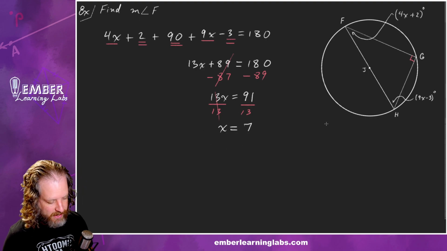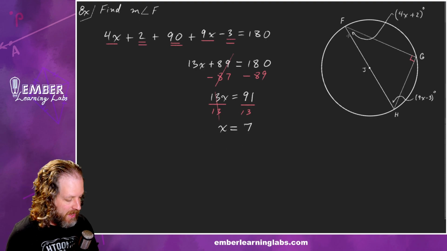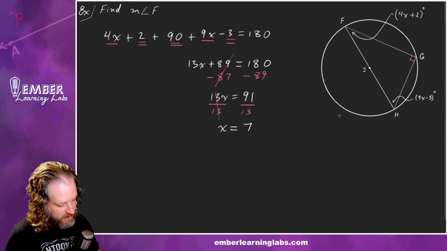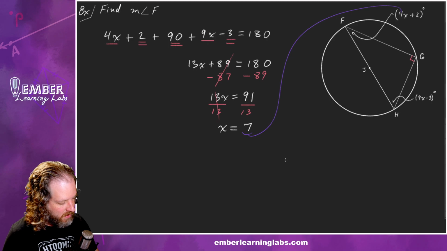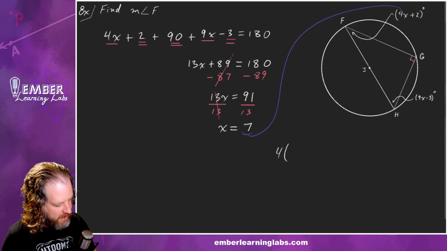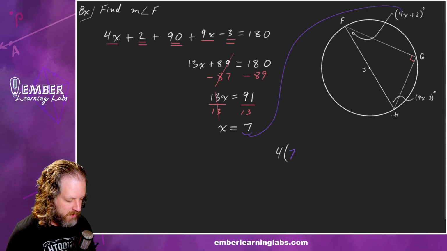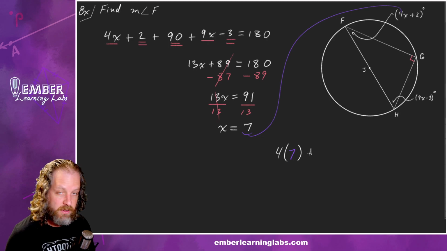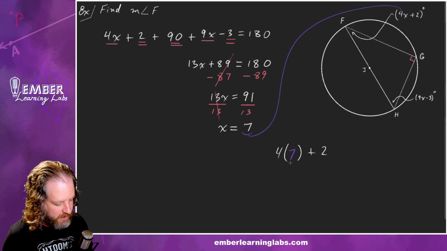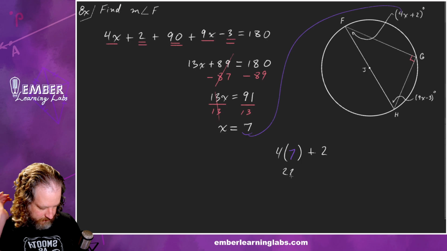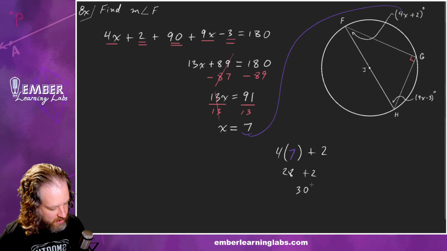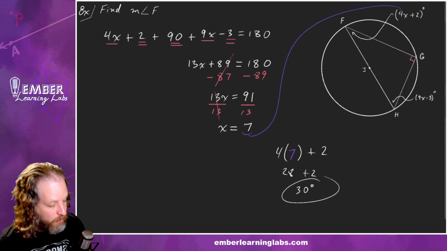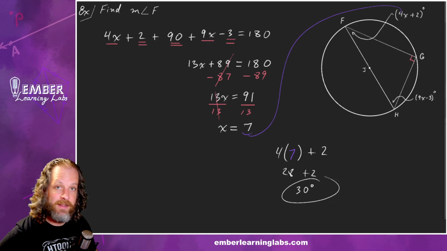Nope, we're not looking for x. We're looking for the measure of angle F. So we're going to substitute this guy over there. So 4 times 7 plus 2. 4 times 7 is 28, plus 2 is 30 degrees. Degree measures right there. All right, one more theorem, one more problem, and then we're done.